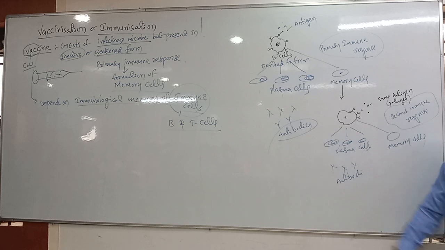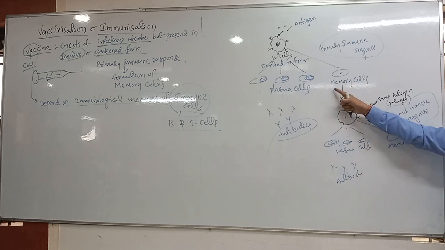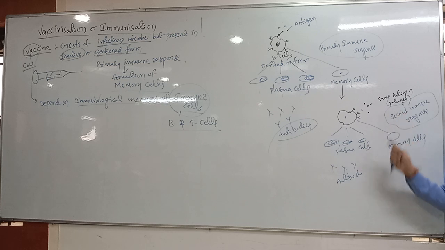So that is why in this, the second immune response is faster than the primary immune response. The main aim of vaccination is to increase the memory cells. These memory cells are carried lifelong.